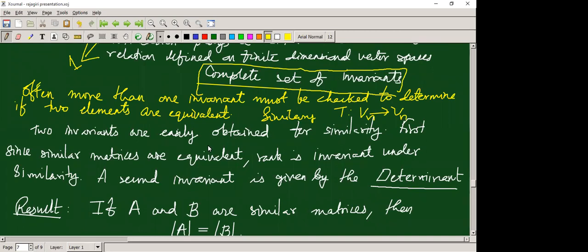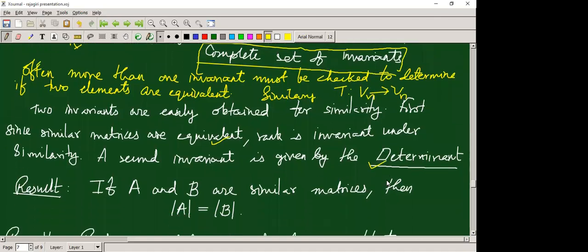So what are they? The first one is rank, because similar matrices are also equivalent, because in equivalence the B and A are the same here, P inverse AP. So since similar matrices are equivalent, rank is invariant under similarity. A second invariant is given by the determinant. So for similar matrices, more than one invariant is required. The first one is rank, and the second one is determinant.